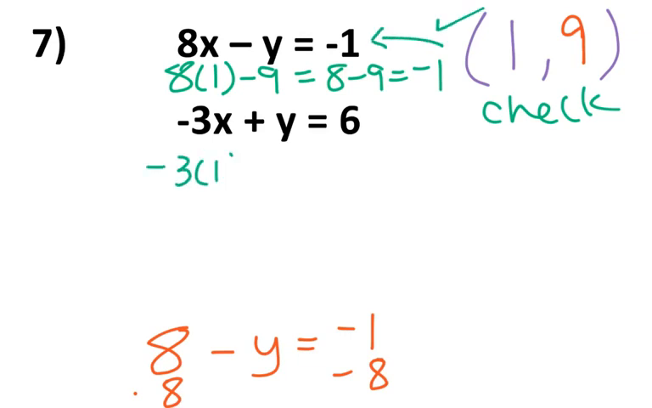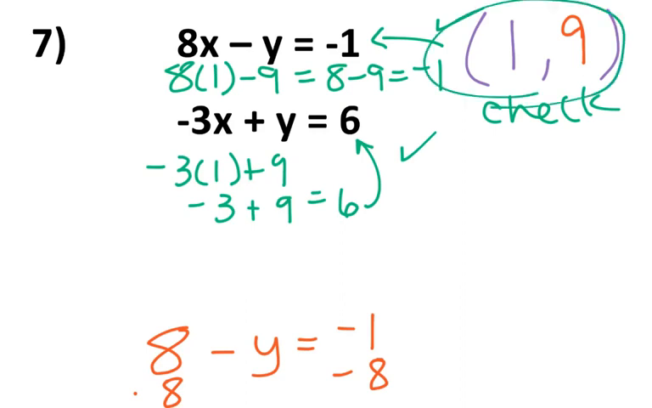Negative 3 times 1 plus 9. That's negative 3 plus 9, which is equal to 6, which is what it's supposed to be. Check. Then we know 100% that this is the right answer. We don't have to wonder if we did it right or not. You can check and be sure that that's the right answer.